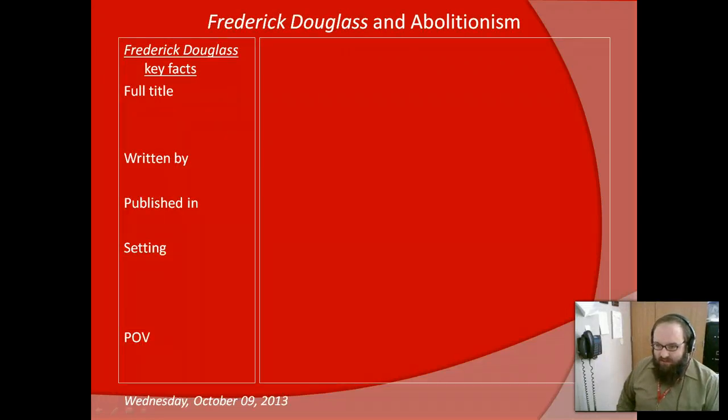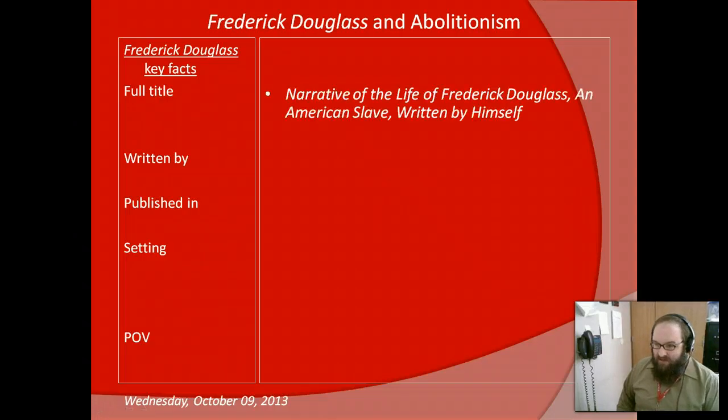First of all, the book. Frederick Douglass is a narrative of the life of Frederick Douglass, the key facts. Its full title was Narrative of the Life of Frederick Douglass, an American Slave, written by himself. That's a mouthful. In this class, we're just going to call it Frederick Douglass. It was written, of course, by Frederick Douglass himself, as the title actually says, and it was published in 1845.